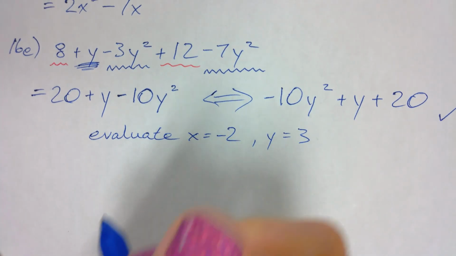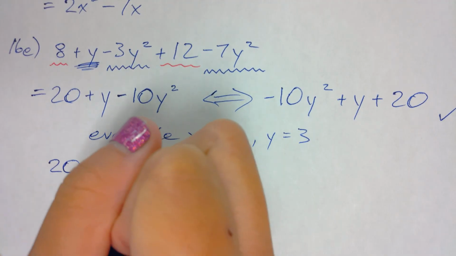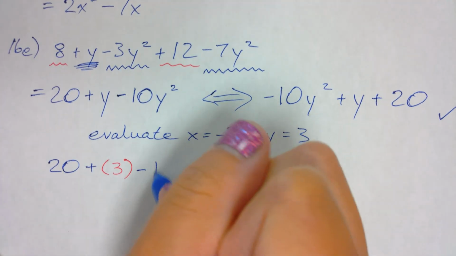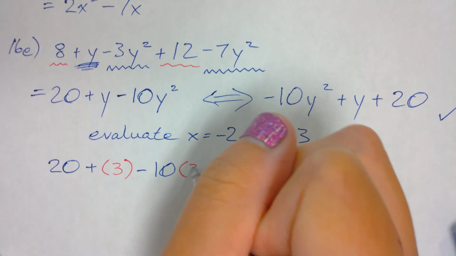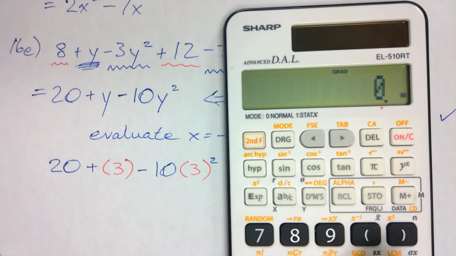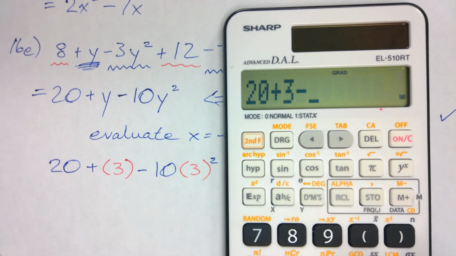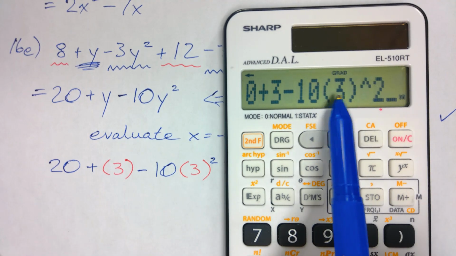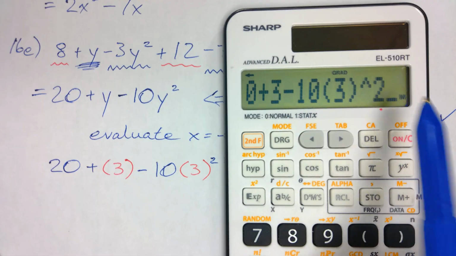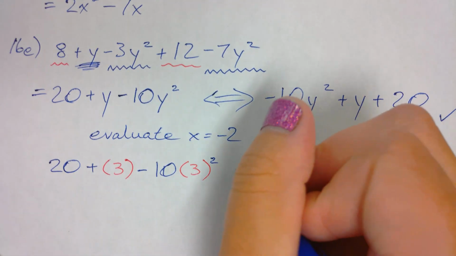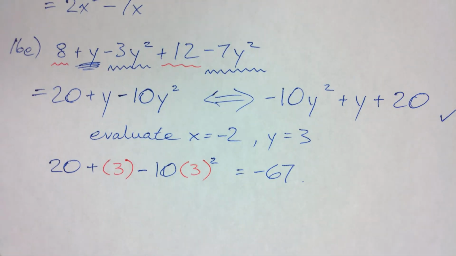So when we substitute, don't forget you have to do brackets. So y was 3 minus 10, y is 3. Right? So when you calculate it on the calculator, 20 plus 3 minus 10, bracket, close the bracket, exponent 2. Alright, so if you're using the calculator to help you, make sure you're putting in the brackets, make sure you are pressing exactly how you see it. And you get the answer negative 67. Okay?